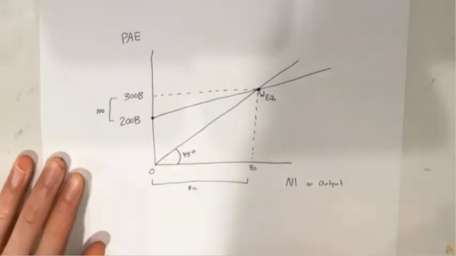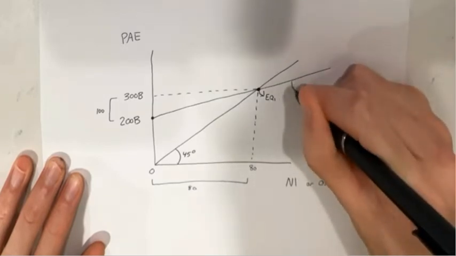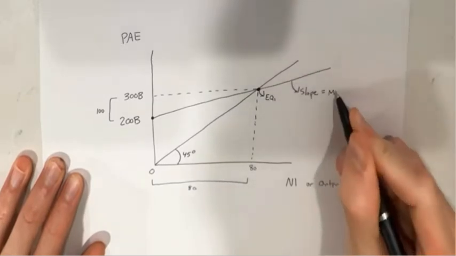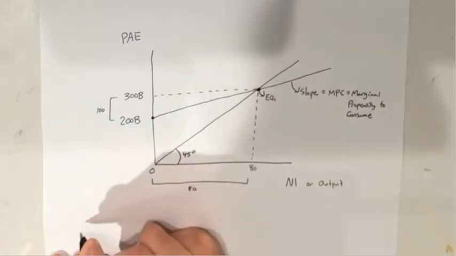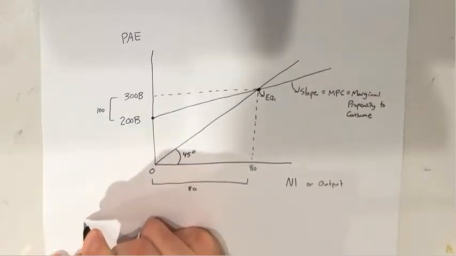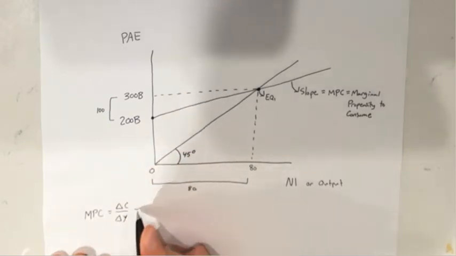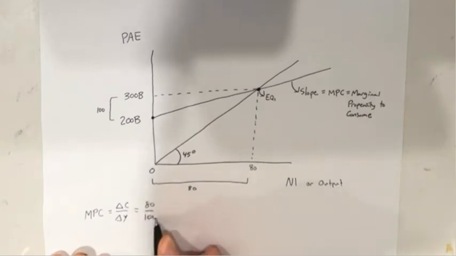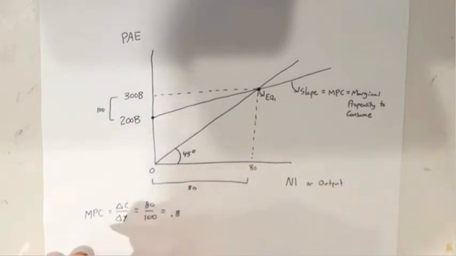To deduce MPC, which is our marginal propensity to consume, we get this from the slope. We take the change in spending over the change in income, and it would look something like this. That's going to be our $80 billion rise divided by the $100 billion income increase, which would yield an MPC of 0.8, which also means that 80% of additional income is spent.